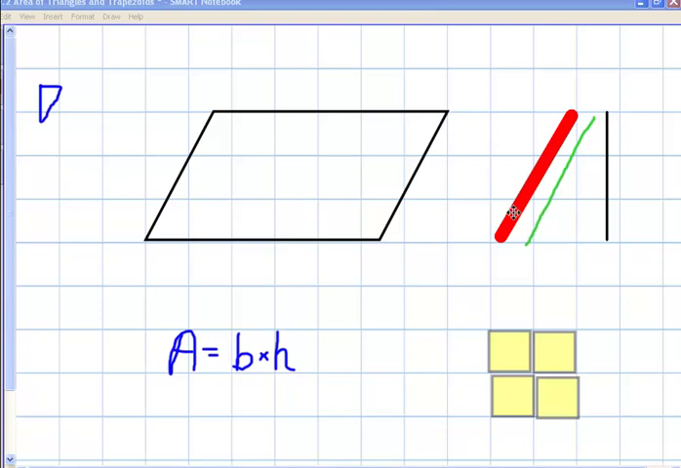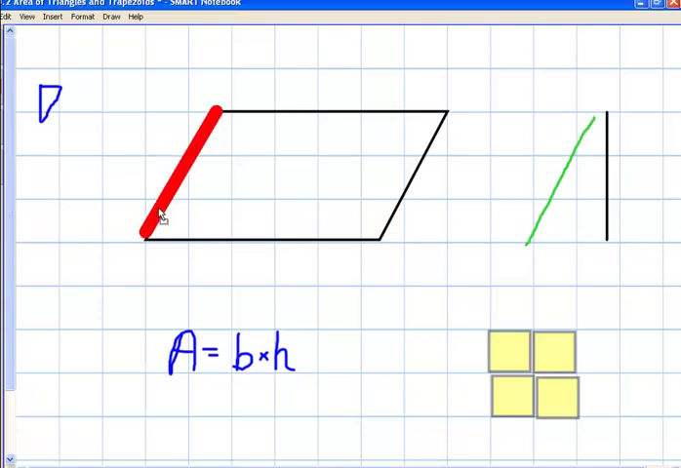All right, the first thing you need to understand is that we have, see this line that I have highlighted here in red? Over here we have another line that's parallel to it. So this and this are parallel to each other. Now if we look at this line here, that's parallel to this line.